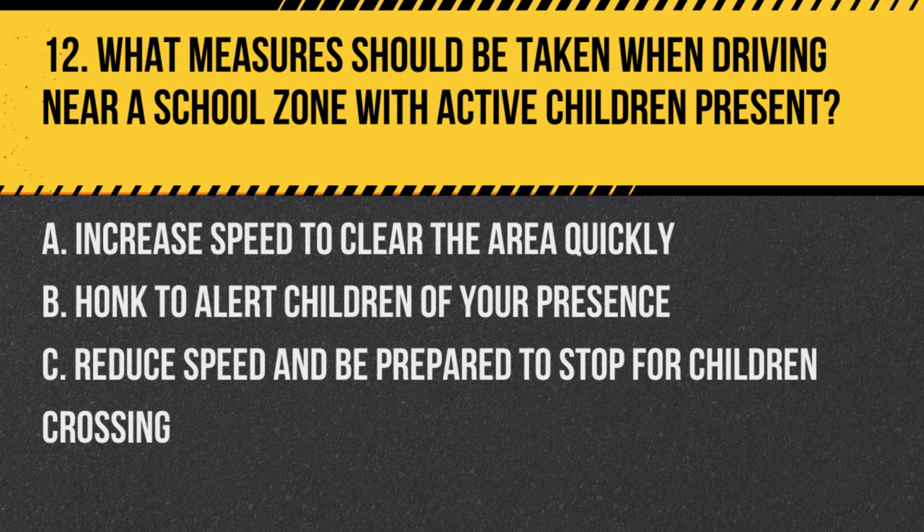Question 12. What measures should be taken when driving near a school zone with active children present? A. Increase speed to clear the area quickly. B. Honk to alert children of your presence. C. Reduce speed and be prepared to stop for children crossing.